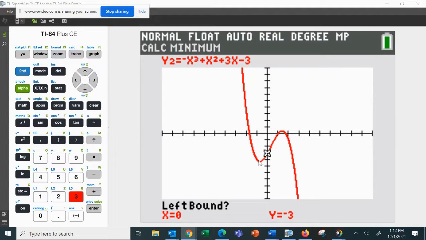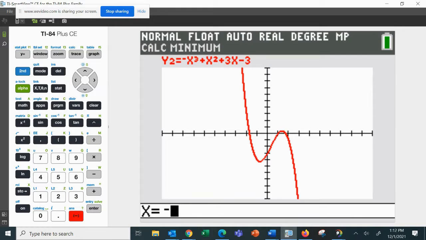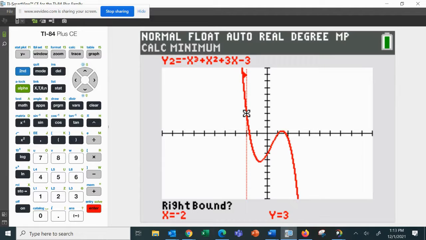So what you're going to do is type negative 2. And as soon as you start typing, something comes up down here where you can type it in. And then you hit enter. And my calculator draws a line. And it says, I need more information. Tell me something to the right of this minimum point. So pick a number that's to the right. Give me a number.